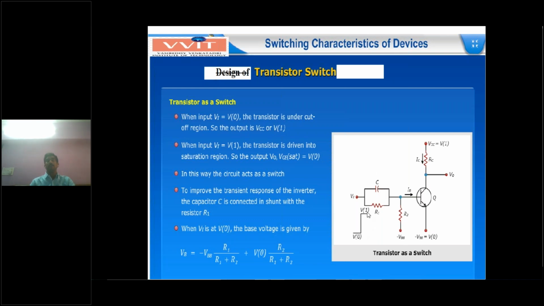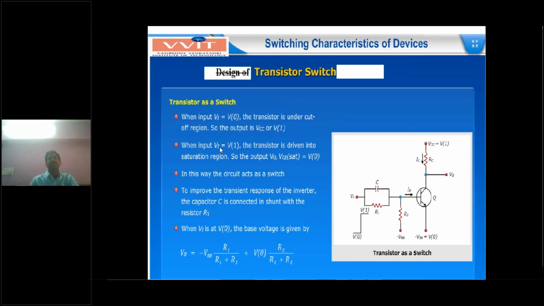Here the input voltage has two levels, V0 and V1. V0 means low voltage level, so the transistor will be in cutoff condition. When our input is V1, the transistor will be in saturation condition. Now let me explain: whenever VA is V0, the input is at lower level, so the transistor is in cutoff, and the collector terminal voltage V naught equals VCC. That is high. So input is low, output is high.